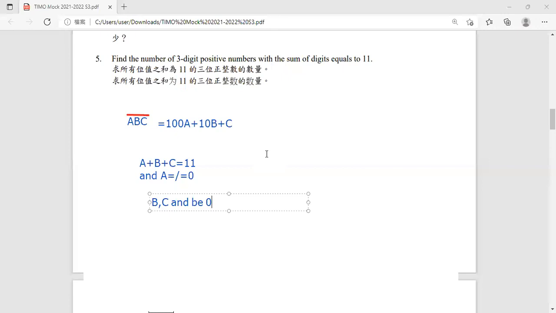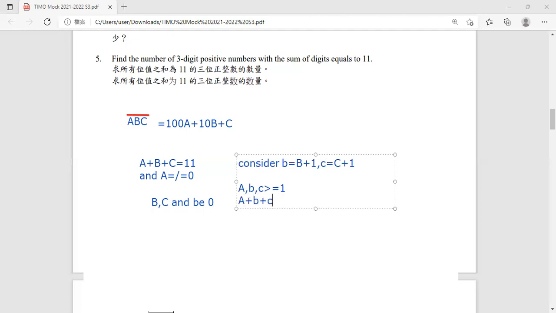So I will consider small b equal to big B plus 1, and small c equal to big C plus 1. You will find that A, small b, and small c will all be greater than or equal to 1, and A plus small b plus small c is equal to 13.